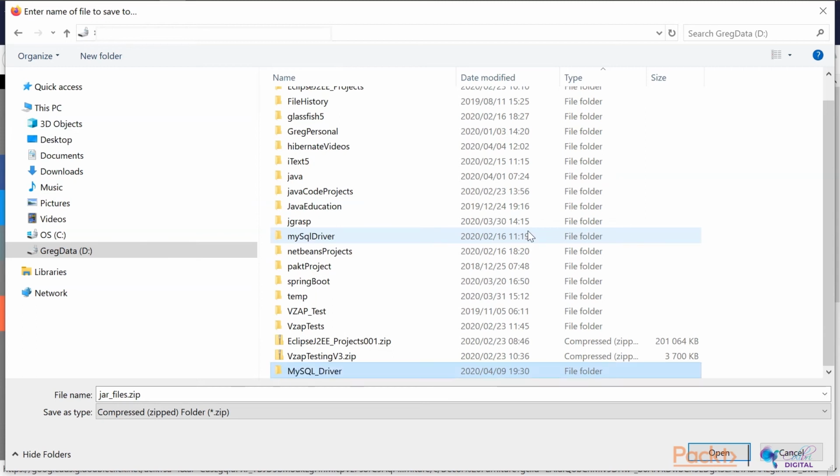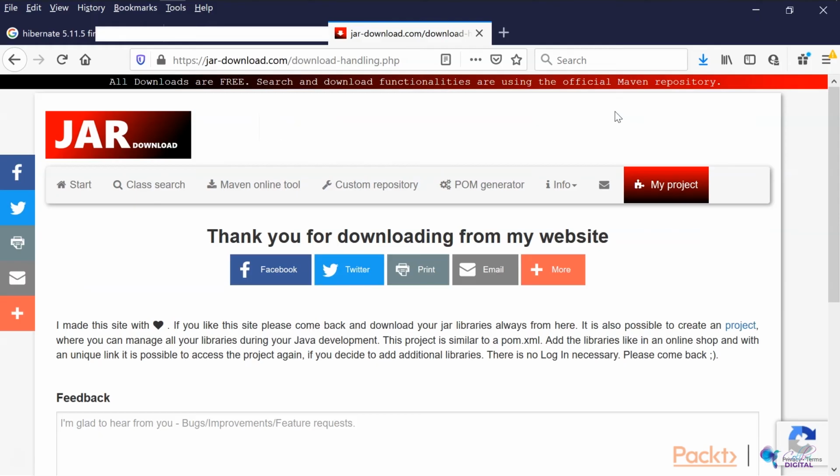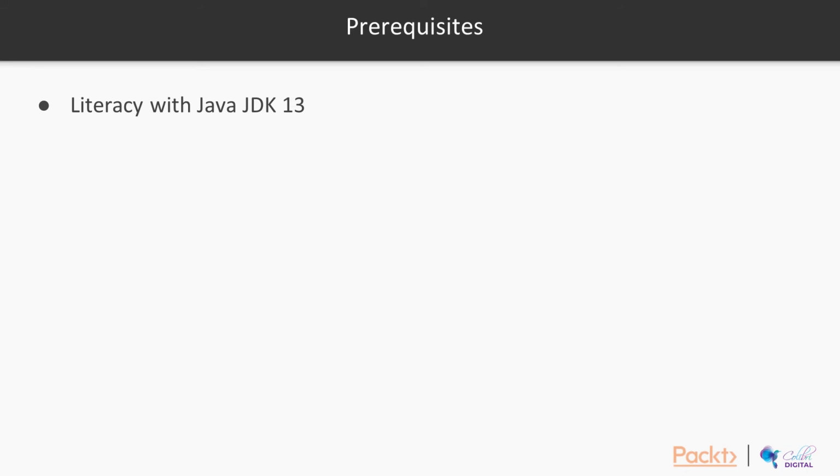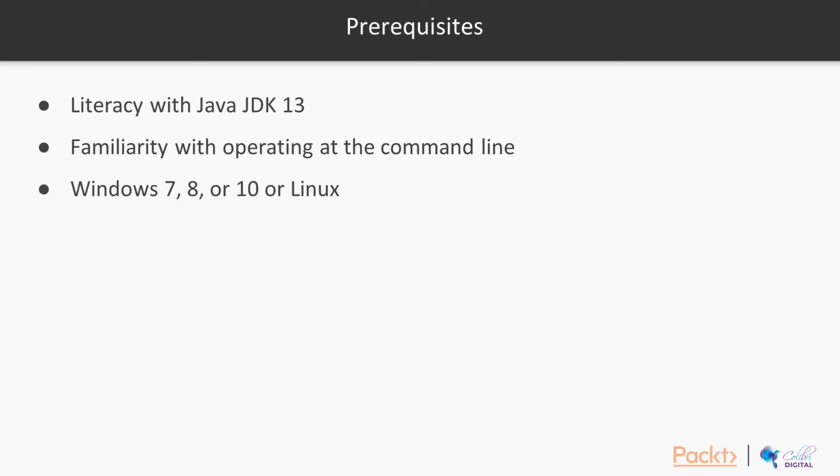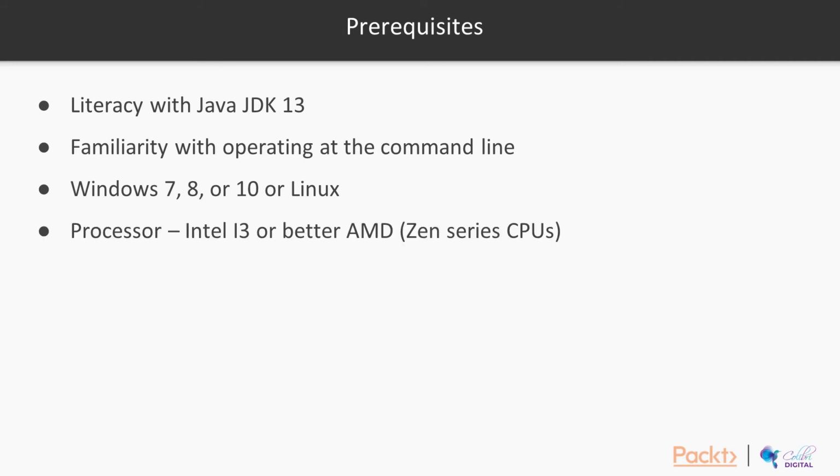As a whole, it is quite extensive and very, very interesting. Now let's have a look at a couple of the prerequisites that we require. You need literacy in JDK 13 at least, so you must have had some background in Java. We won't be doing basic syntax in this particular course. You have to have some familiarity with operating systems at the command line. You must be on Windows 7, 8, or 10. 10 would be preferable because the course is presented on Windows 10. You can also be using Linux. Your processor should be an Intel i3 or better, preferably better, or an AMD Zen series. Memory, 8 gigabytes; bigger than 8 gigabytes is so much the better. And storage space of plus 500 megabytes is fine.